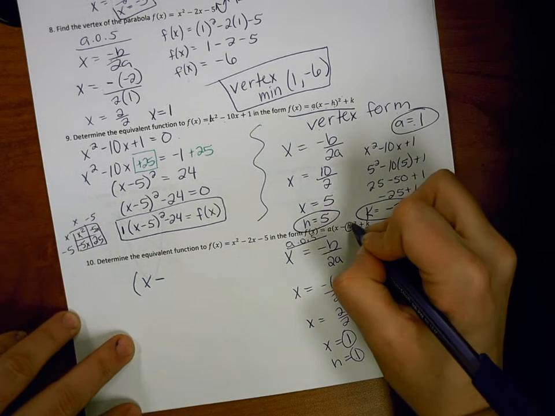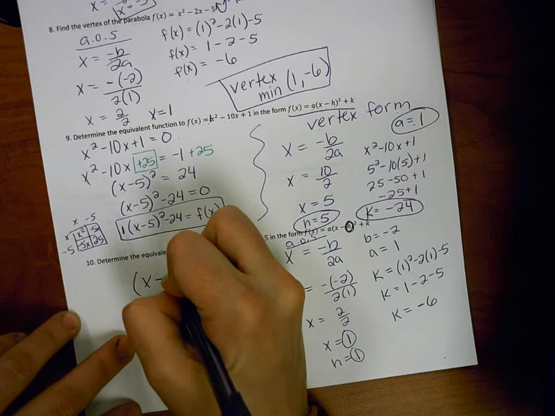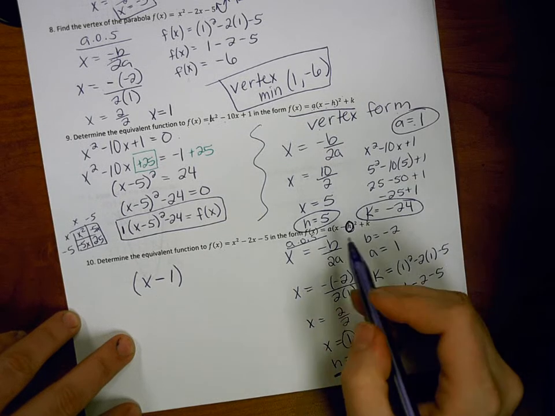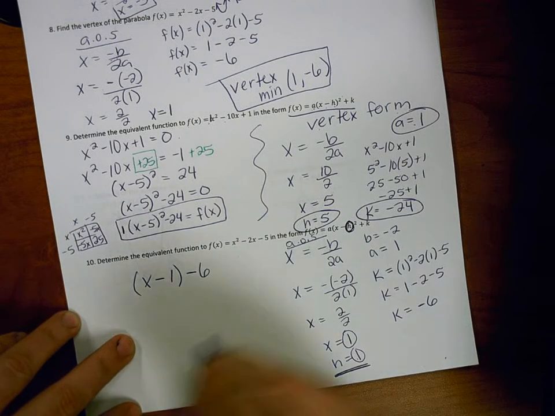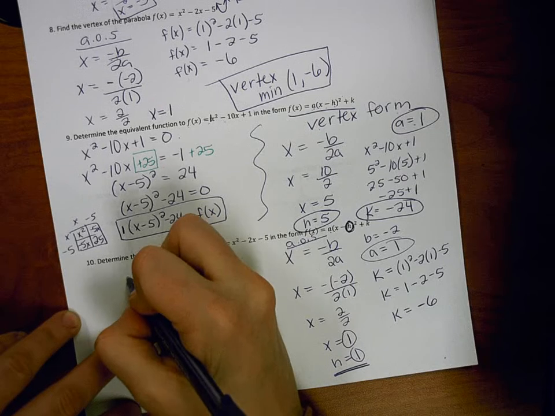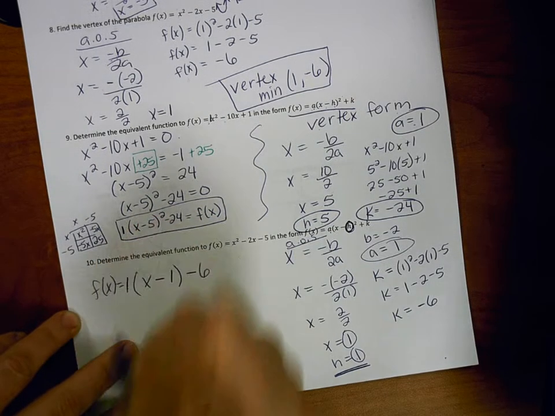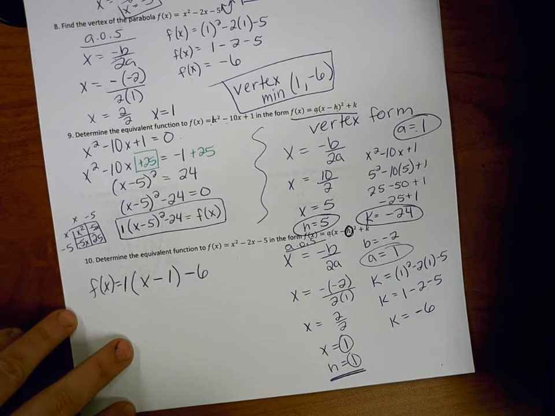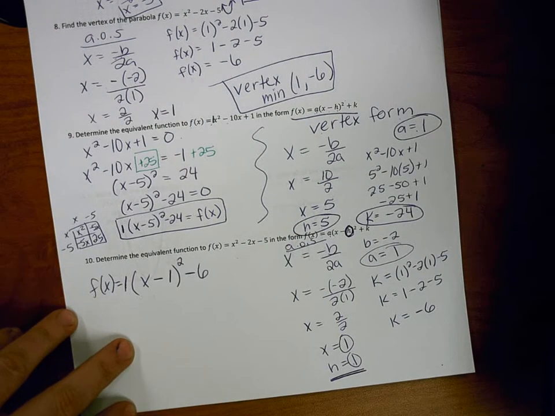X minus, make sure you're plugging it in for the H, not for the X, minus 1, plus K, which is minus 6. My A value is 1. So f of x equals 1 times x minus 1 squared minus 6.